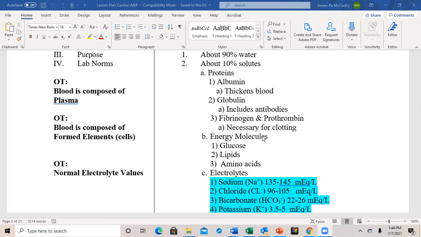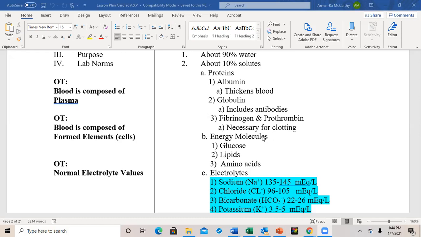Fibrinogen and prothrombin, those are used for clotting. If you don't have good clotting, if I cut you, you'll bleed to death. The blood will just continue to pour out of the cut. So you have fibrinogen and prothrombin that will go, as well as platelets, to that cut and help clot the blood so that it does not continue to pour out.